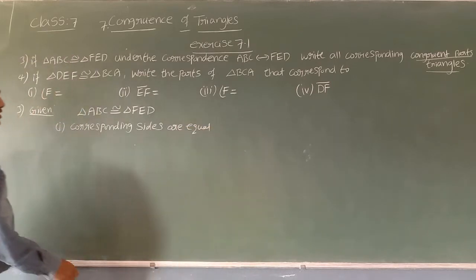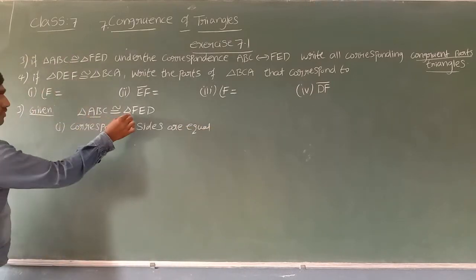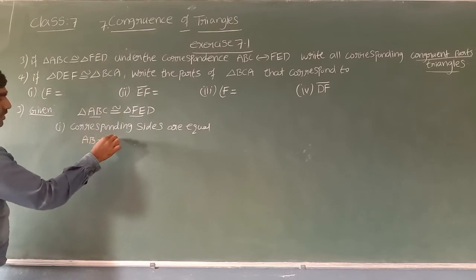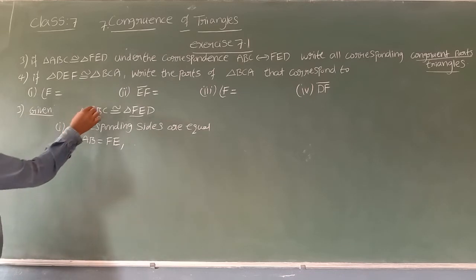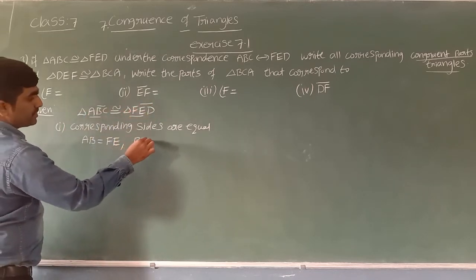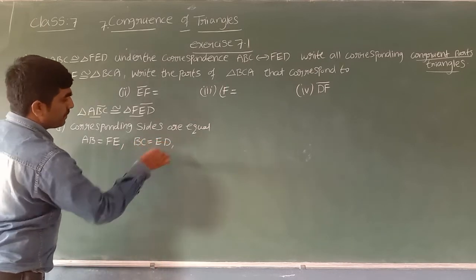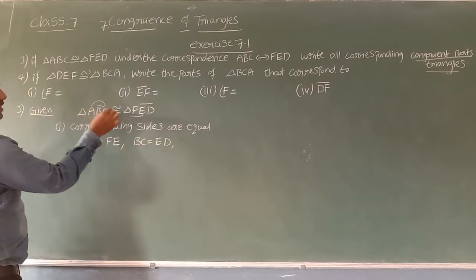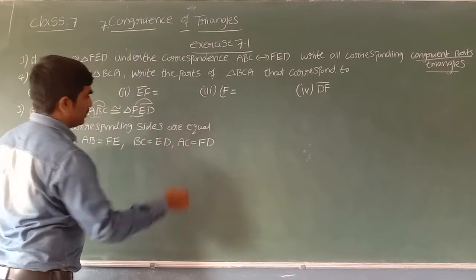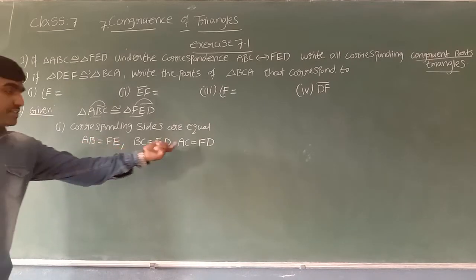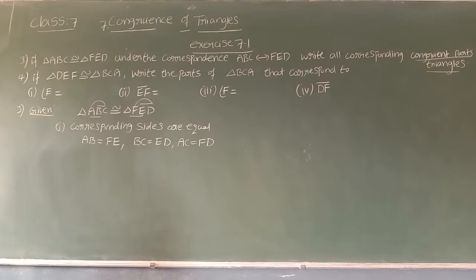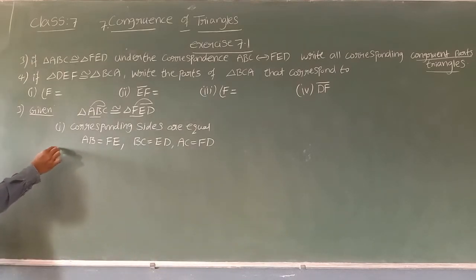What are the corresponding sides? First two we can write: length of AB is equal to length of FE. Now we can take the last two: length of BC is equal to length of ED. Now we can write first and last: AC equal to FD, length of AC is equal to length of FD. The corresponding three sides are equal. I mean three sides will fit exactly over the other three sides of the second triangle. Not only sides, angles also.